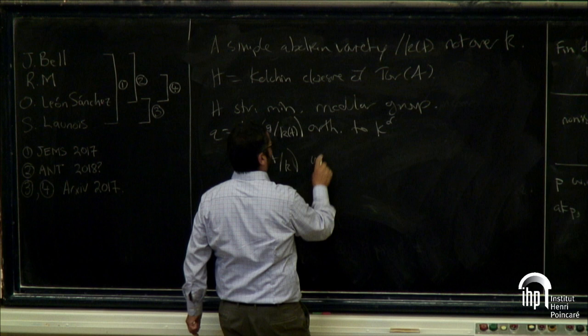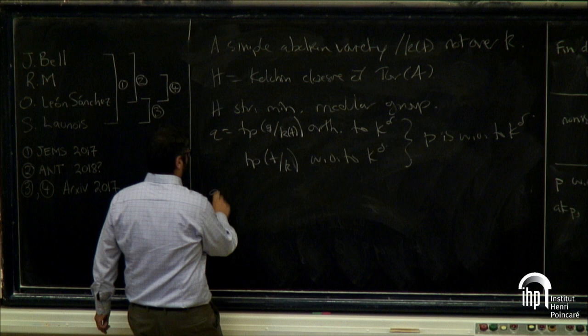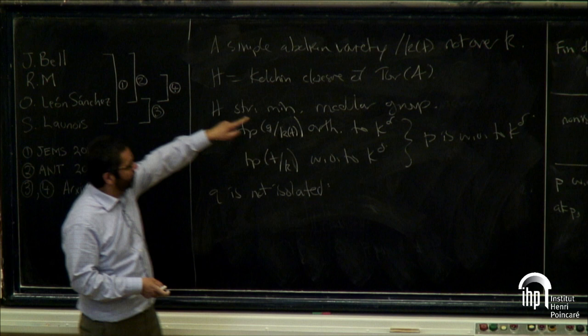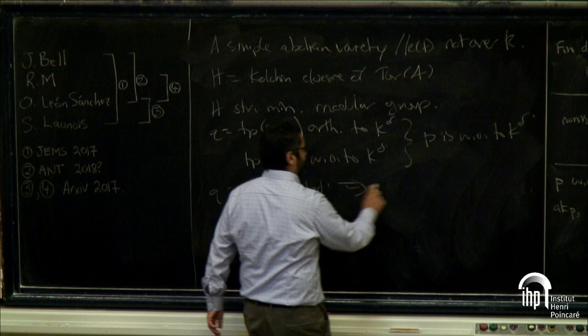And so this gives me that P is weakly orthogonal. On the other hand, Q is not isolated, because it's a strongly minimal type. Isolation would just say that the strongly minimal set has only finitely many algebraic points. But every torsion point of the abelian variety is an algebraic point over KT, and there's infinite torsion in the abelian variety. And so I get that Q is not isolated. And that implies P is not isolated.